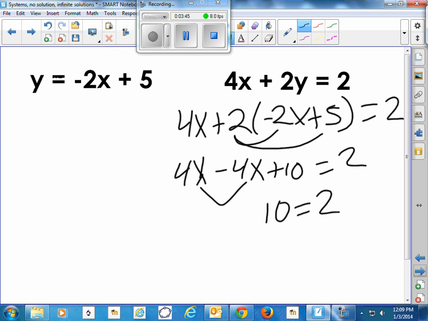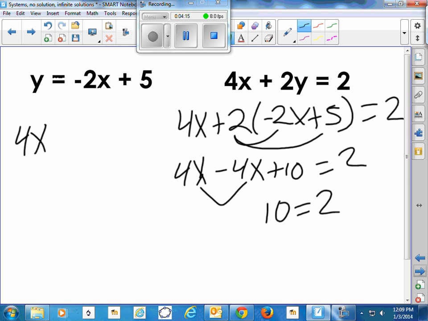Well, 10 does not equal 2. Even if x is 25, 10 is still not equal to 2. So there are no values of x or y that would make that system of equations ever have a solution. Well, let's isolate y in the equation on the right, get it in slope-intercept form to see what that line looks like.